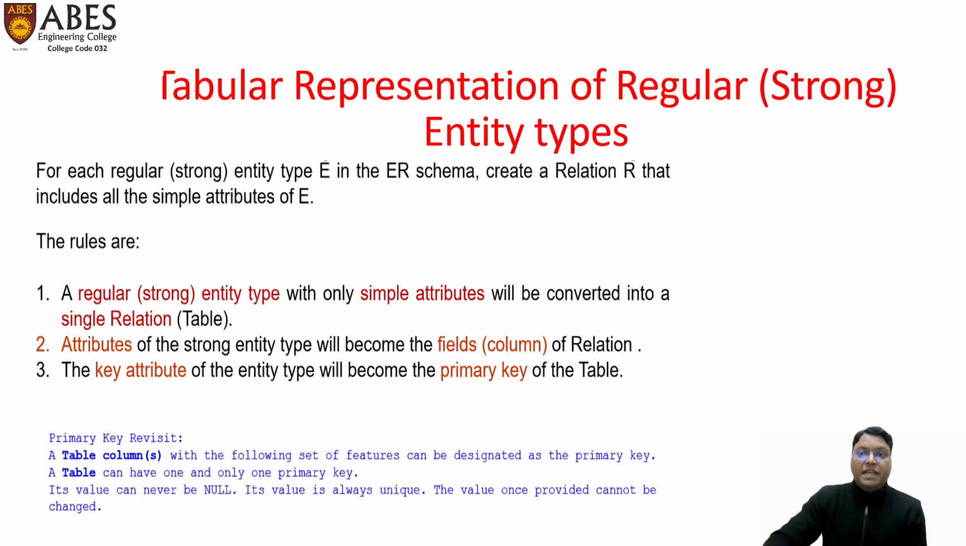Tabular representation of a regular, that is strong, entity type. As I told in the previous video, we have two types of entities, strong entity and weak entity. For each regular, that is strong, entity type E in the ER schema, create a relation R that includes all the simple attributes of E. There are three rules. First rule, an entity type with only simple attributes will be converted into a single relation, that is a table. Attributes of the strong entity type will become the fields (columns) of the relation. The key attribute of the entity type will become the primary key of the table.